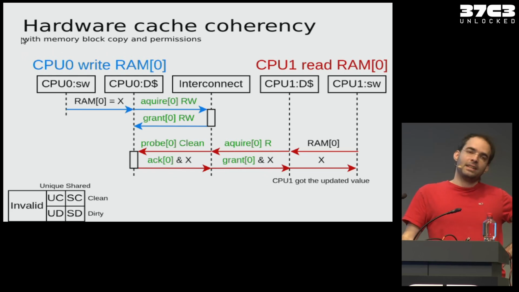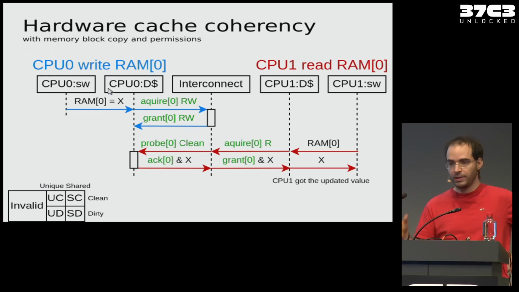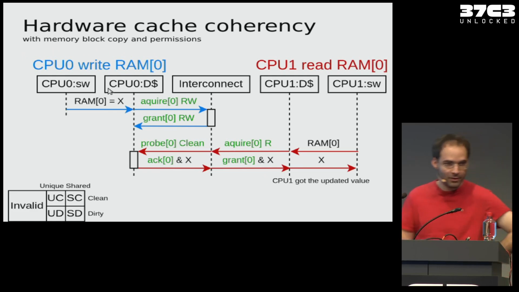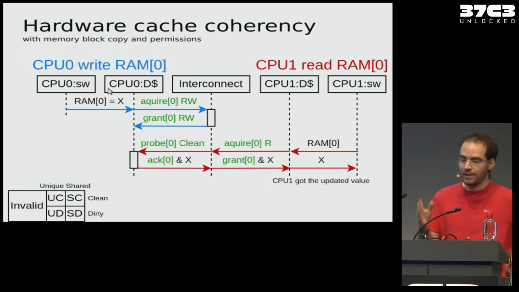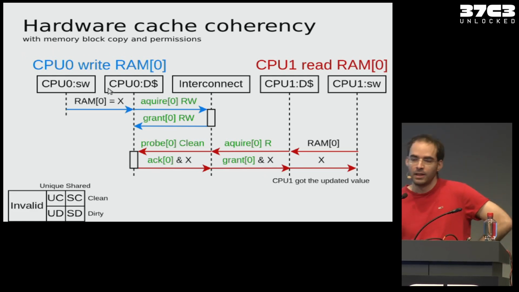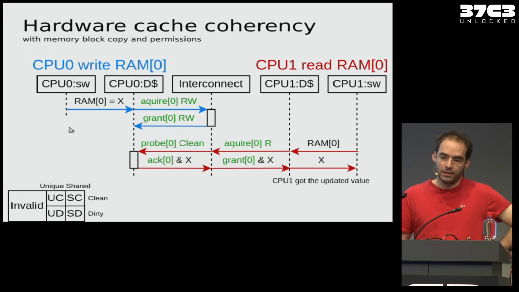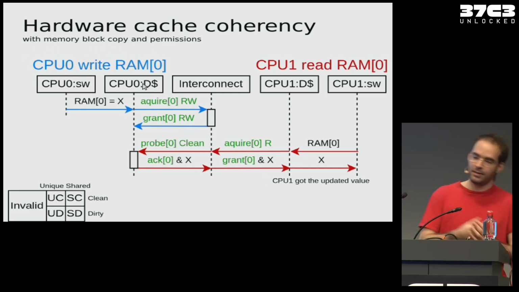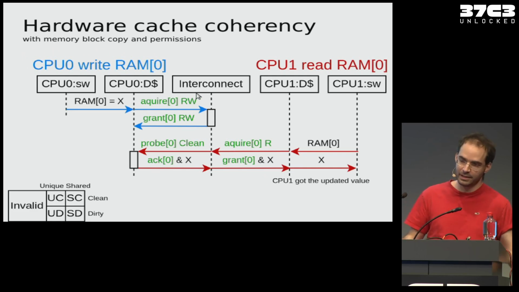Basically the idea is that if your CPU data cache wants to do a memory operation, it will have to acquire a copy of the memory block it wants to work on, but also permissions to do operations in it. It may ask for read-only permission on a given copy of a memory block, or it may ask for read-write permissions. Here is an example, same case as before. Assuming all the caches are empty, CPU 0 wants to write the memory, then the data cache needs to acquire the copy and acquire read-write permission, so it does an acquire request to the interconnect.